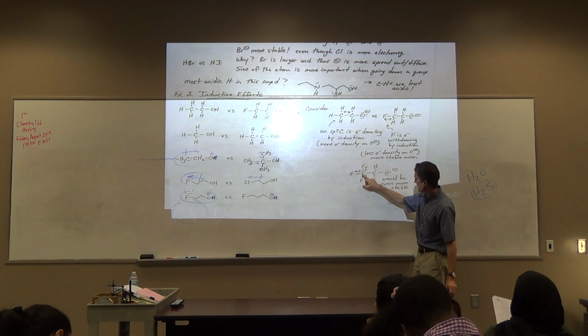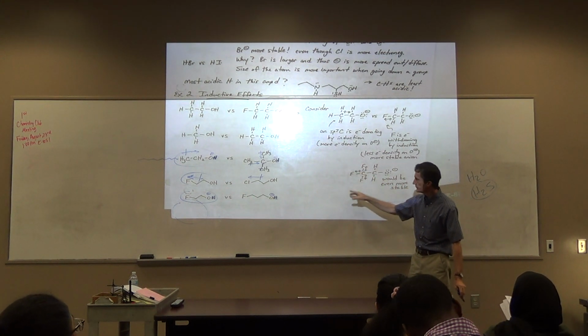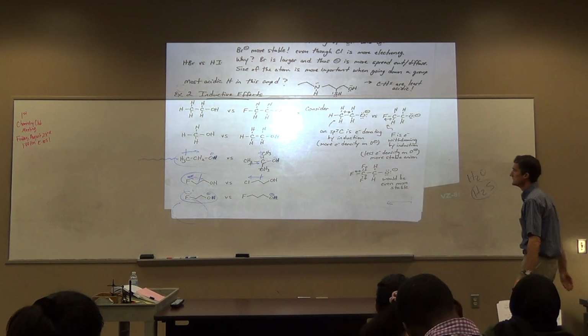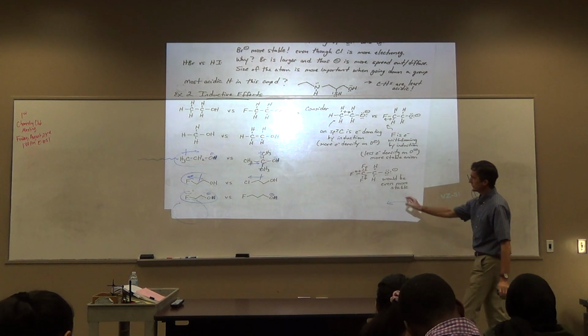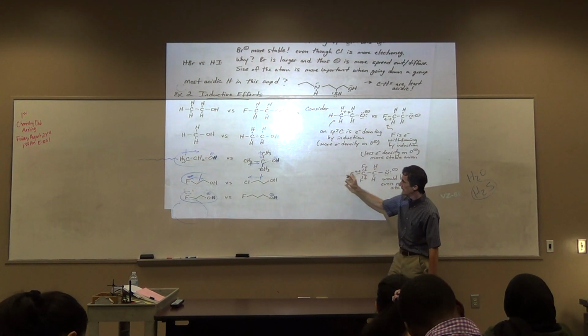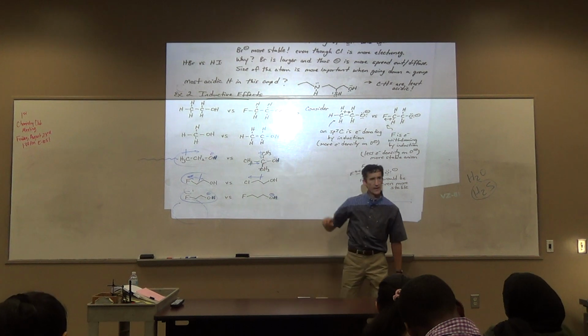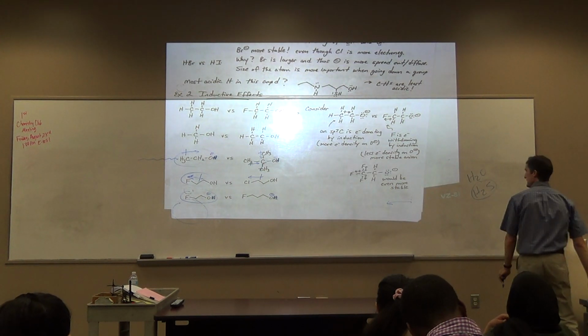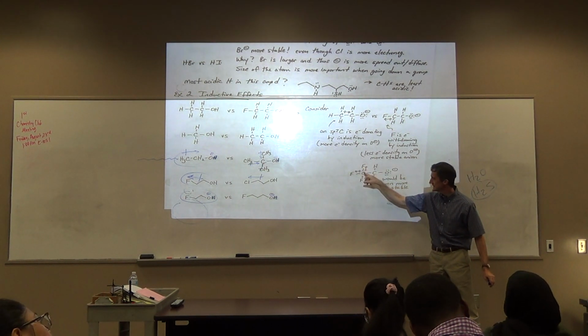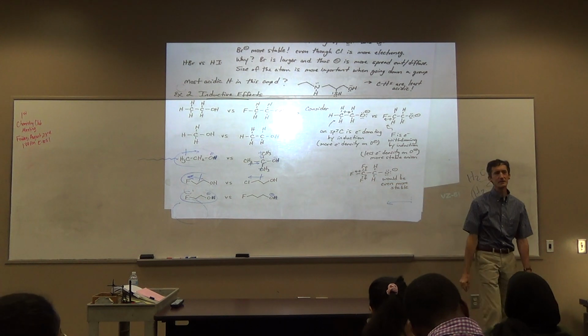Of course, if we had 3 Fs, that would be even more stable than if we only had 1, right? Because that's 3 pulling, that'd be good. Where here, 3 pushing was bad. I mentioned that because a CF3 group is very common.